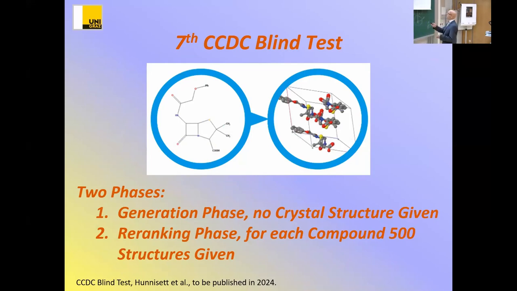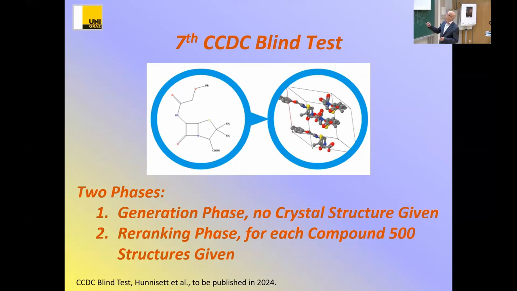We have two phases in this blind test. The first one is the generation phase, so you don't get any crystal structure. And the second one is a re-ranking phase. For each compound, you get 500 structures. So one would be that you just generate, from your monomer, all the different possible crystal structures and try to figure out which one is the real system.